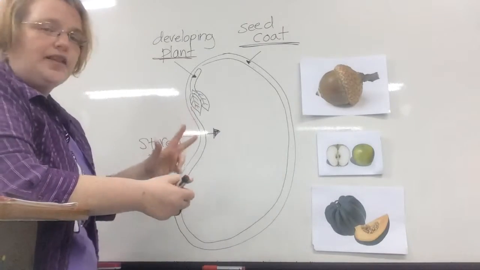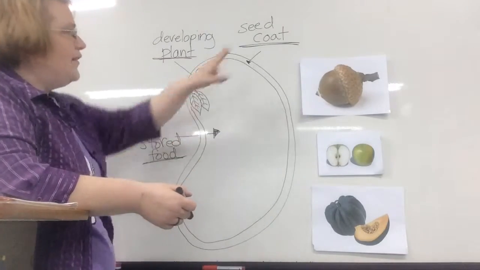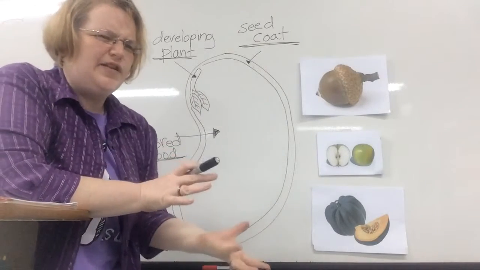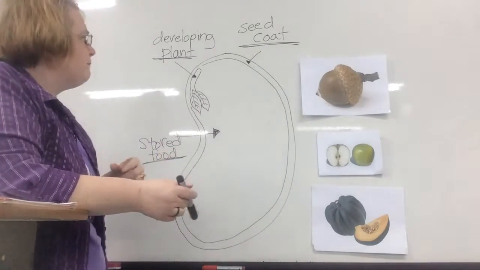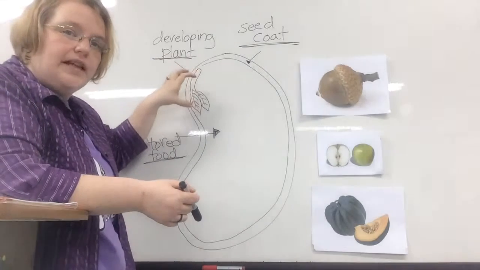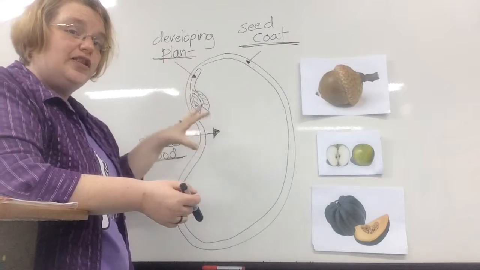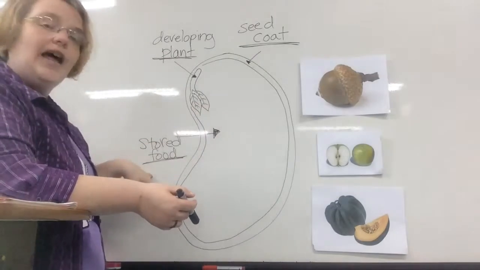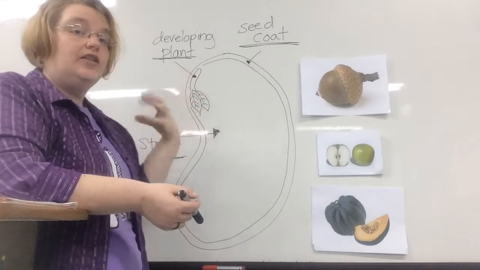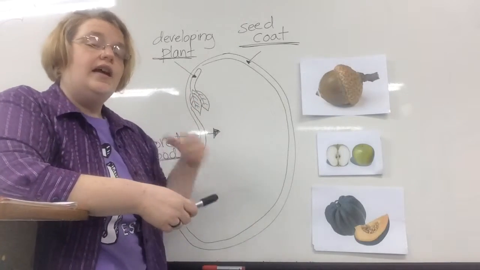All right, so the three parts of a seed, let's say it with me. We have the seed coat, the outside, which protects, kind of like an exoskeleton, what we learn about insects. Then we have the developing plant, which is all the parts of a little plant that are ready to grow as soon as it germinates. And then we have stored food. And this is what feeds this little plant until it's ready to make food on its own.